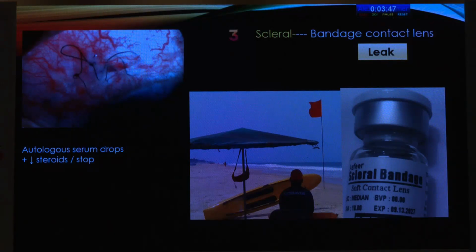One of the good things we found, a lifesaver, is autologous serum drops. Start making that from the patient's own blood because that helps in the healing, and reduce the steroids. In addition, you have these special customized bandage contact lenses of 16 to 18 mm which we get made, and they cover the bleb in totality, because otherwise the small bandage contact lens of 12 mm will never cover the conjunctival incision.